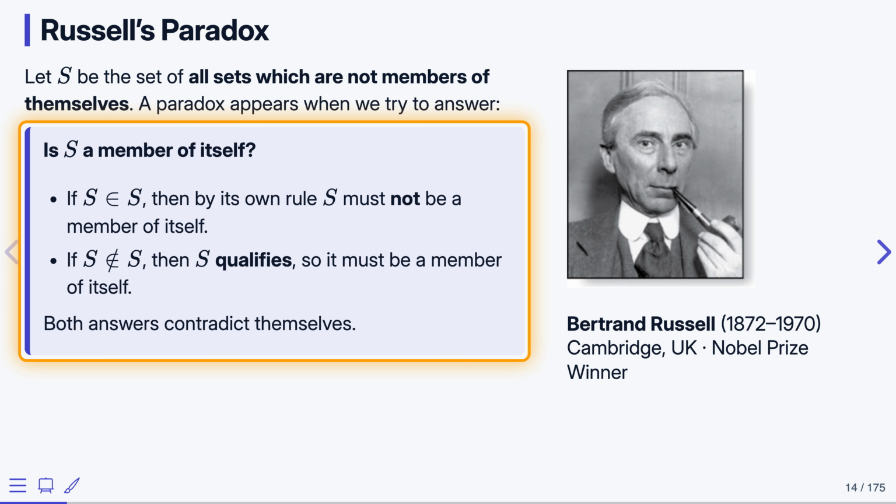This slide shows a famous puzzle called Russell's paradox. Let capital S be the set of all sets that are not members of themselves. Now we ask a simple question. Is S a member of itself?